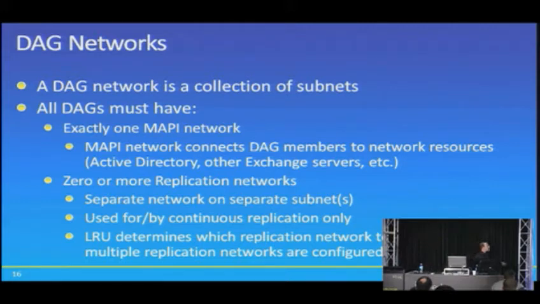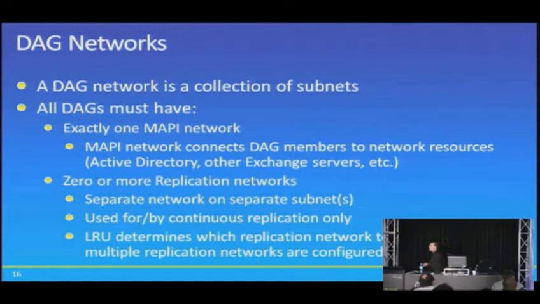Now, each of these networks, whether it's a MAPI or multiple replication networks, they're all going to be on different subnets. Okay, that's still a requirement for Windows, it's still a requirement for clustering, so it's still a requirement for Exchange. Okay, so if you have a MAPI card and you want to add a replication network, you're going to be adding a second subnet to that card, or to that server rather.